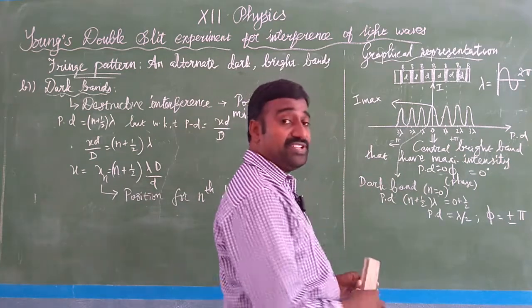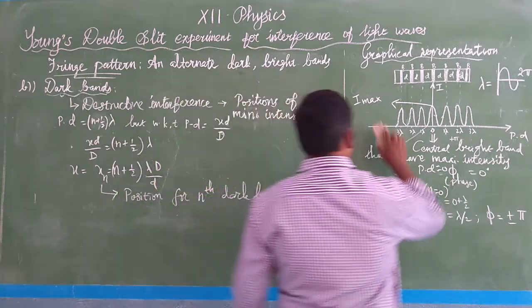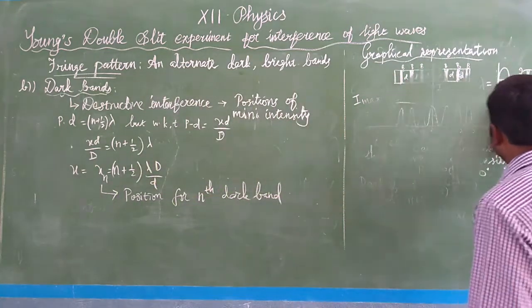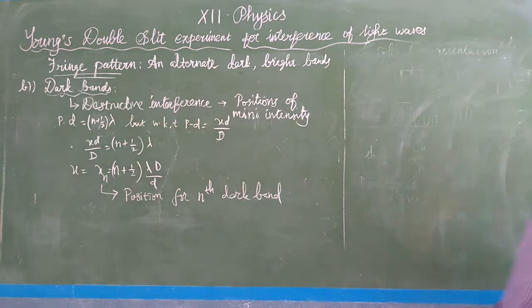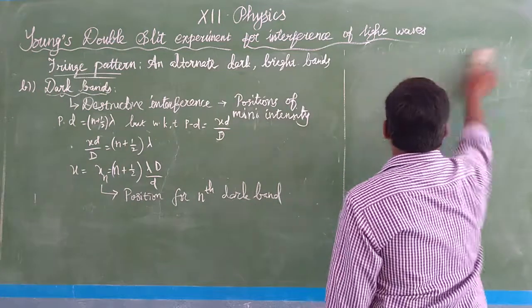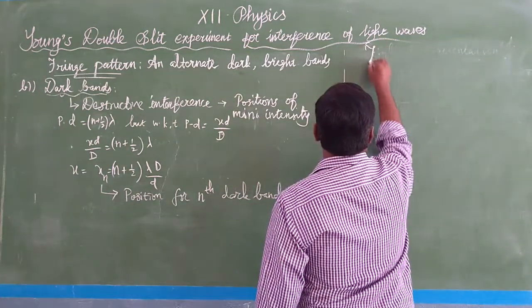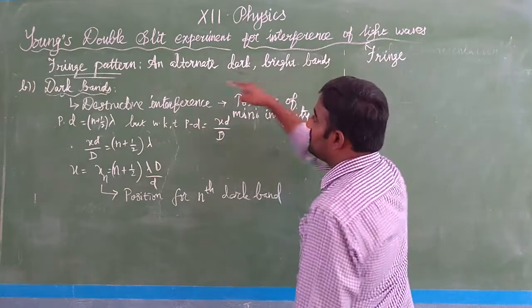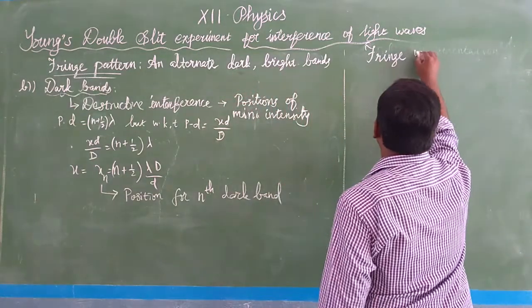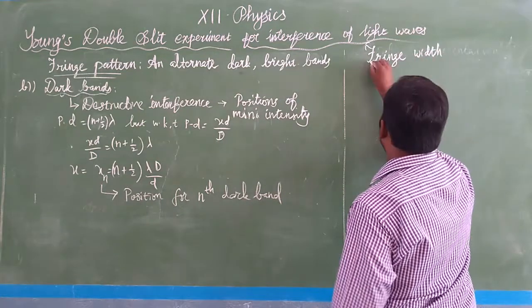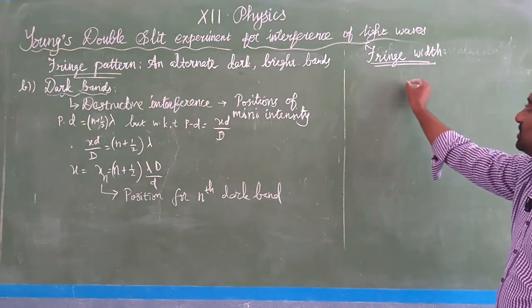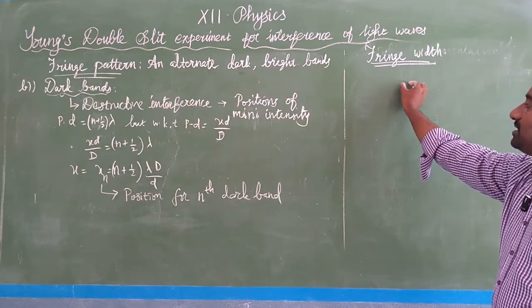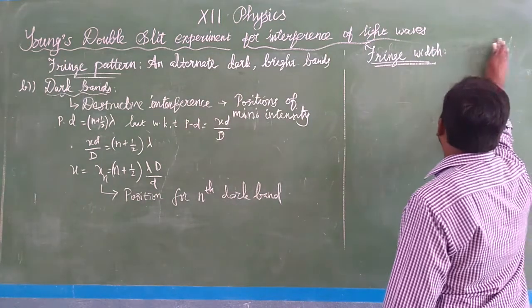Next we are going to look at fringe width. Okay, so we'll continue with the fringe width. We saw what the fringe pattern is. Next, fringe width. Width is nothing but breadth. So fringe width is nothing but the distance between two consecutive bright bands and dark bands. What is the fringe width?